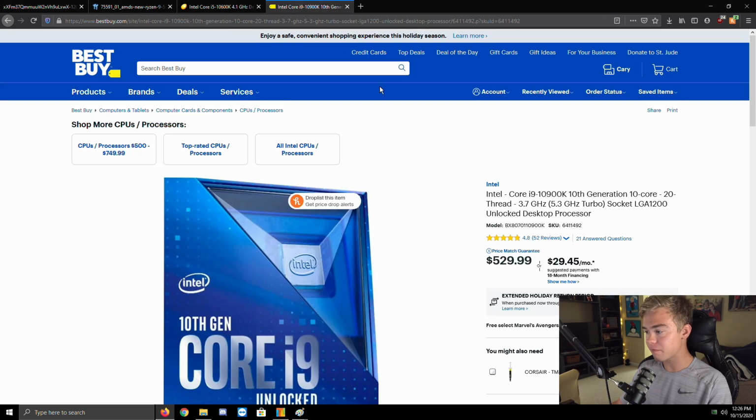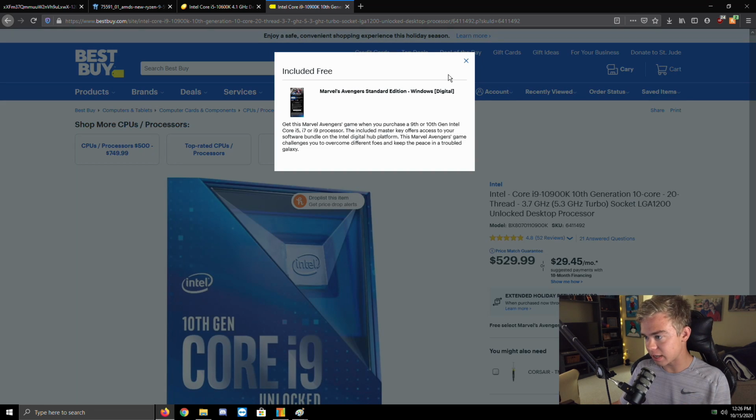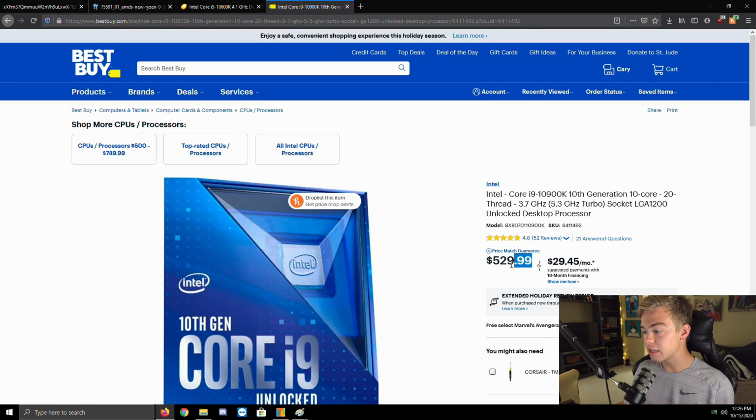For how much is it? Okay, I know that these are in stock right now. You get the Avengers game also, especially if you're thinking about buying that, you might as well. If you're going to get them, maybe get them at Best Buy. $530. This is the cheapest you will find them.